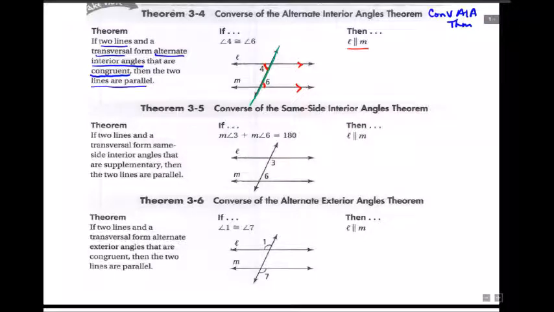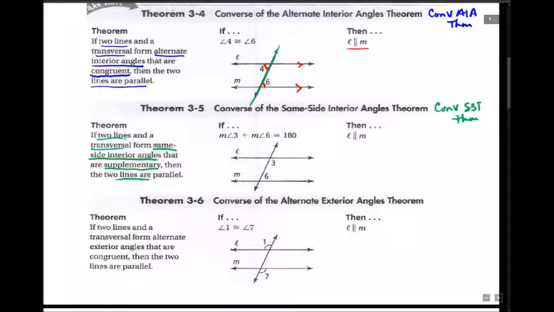And our next one, the converse of the same side interior angles theorem, the converse of our SSI theorem, says, yes, if we have our two lines cut by a transversal and our same side interior angles are, what were they when the lines were parallel? Supplementary. If we have same side interior angles that are supplementary, then our lines are parallel.